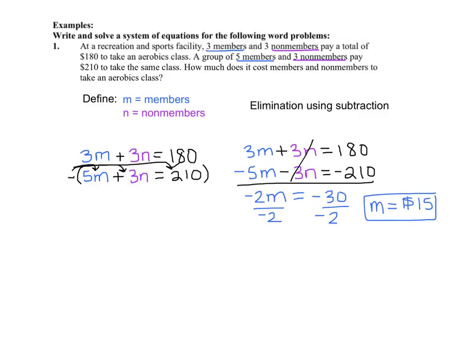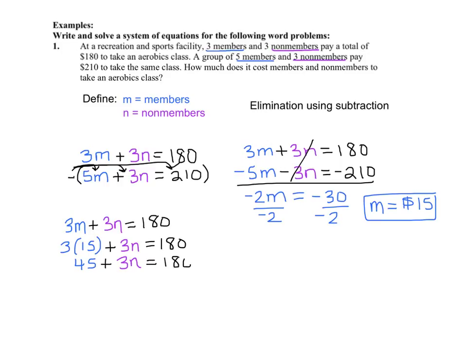Now let's find the non-member. Again, we're going to use either equation. We use the first equation. So we have 3m plus 3n equals 180. We're going to substitute our m because we found the members, which equals 15. 3 times 15 is 45 plus 3n, or non-members, equals 180. Your next step is to subtract 45 from each side.